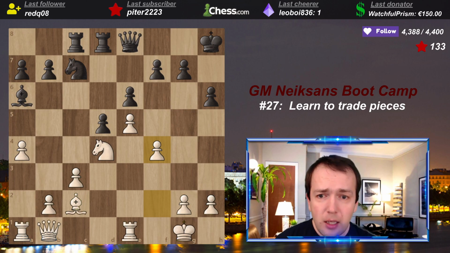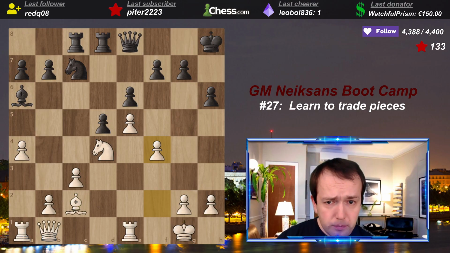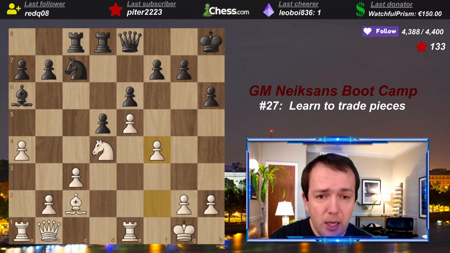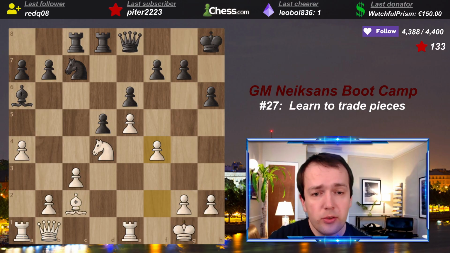And finally, there's the isolated queen's pawn strategy, IQP. And in the IQP setups, you are trading pieces and trying to capitalize on the isolated pawn structure.